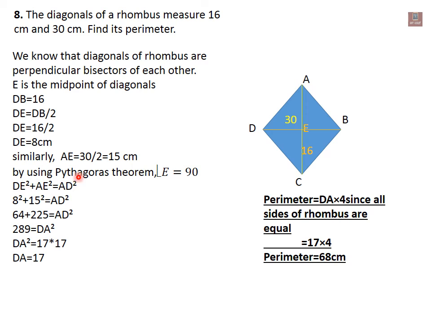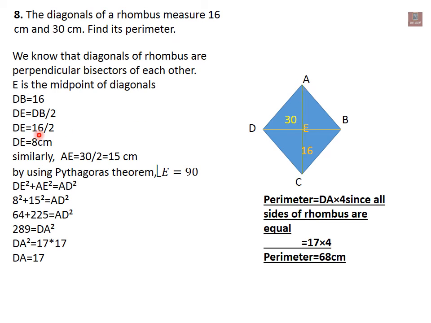Okay. And by using Pythagoras theorem, because angle E is equal to 90 degrees, AB is your hypotenuse, or AD is your hypotenuse, DC is your hypotenuse, BC is your hypotenuse. So, any one side is sufficient because in a rhombus all sides are equal. Okay. Calculate any one side. So, AD square is equal to, this is hypotenuse, AE square plus DE square. Very simple.